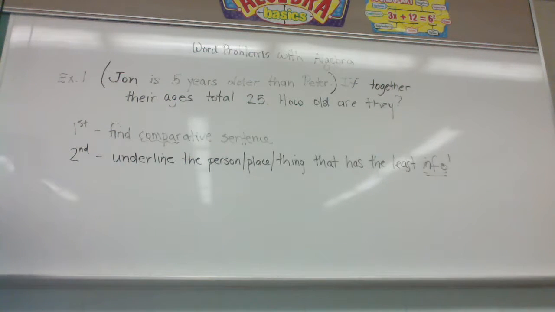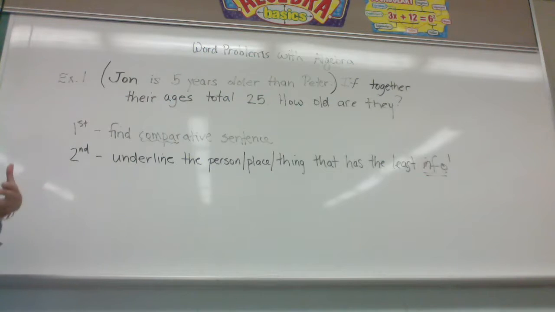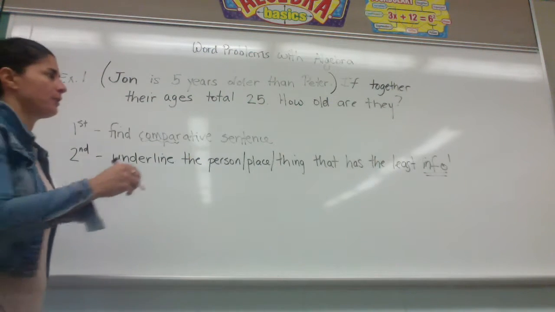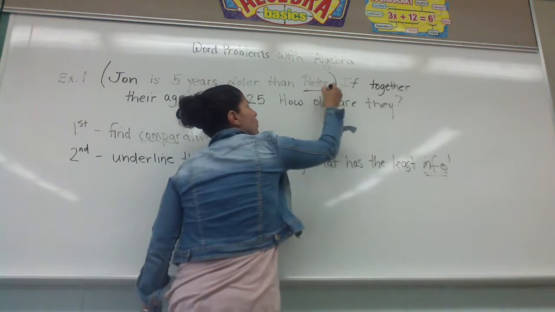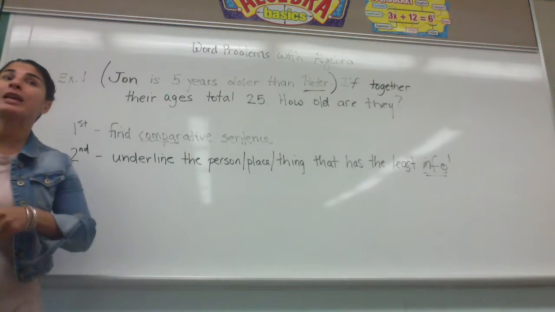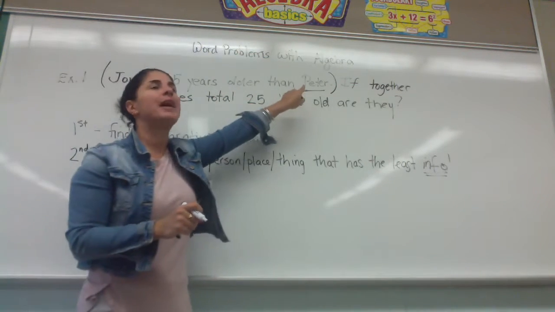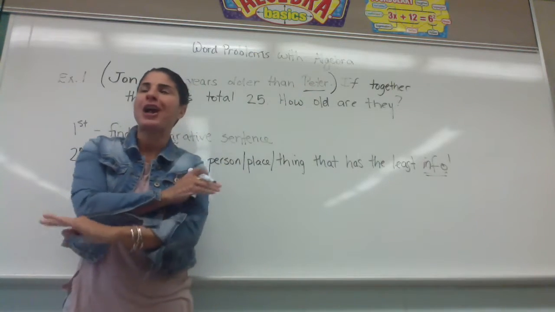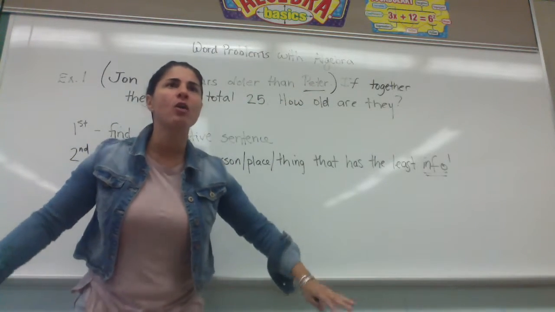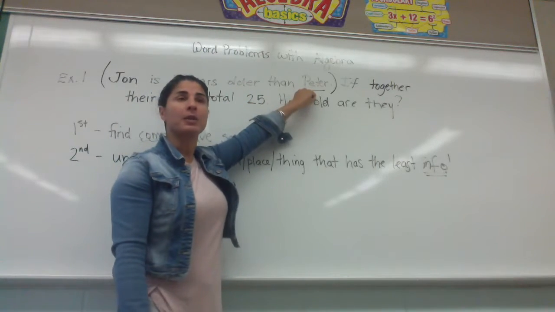Who do we know less about? John's age or Peter's age? Peter's age. We know a little bit about John, not much, but we know that John is 5 years older than Peter. What do we know about Peter? Nada, zero, nothing. So we're going to underline Peter.